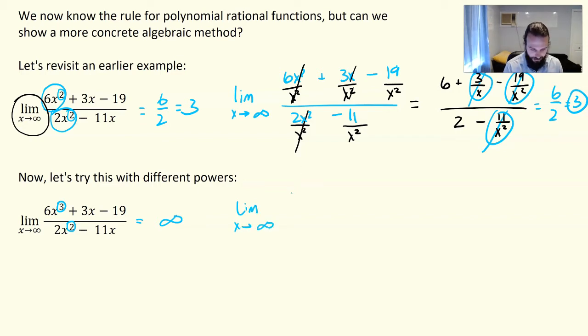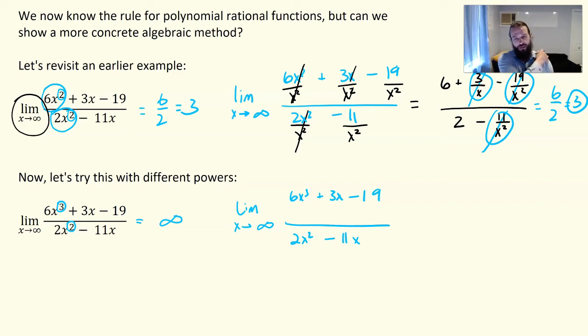We've got 6x cubed plus 3x minus 19 all over 2x squared minus 11x. Now we're going to divide it by the highest power once again. Now there's two ways we can do this. We can either do this by the highest power in the entire function, which would be x cubed, or the highest power in just the denominator, which would be x squared. Either way is fine. Let's do the x cubed.